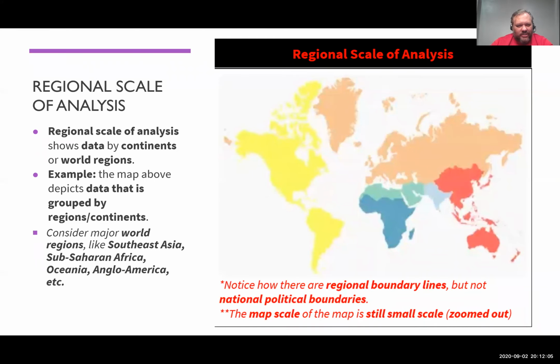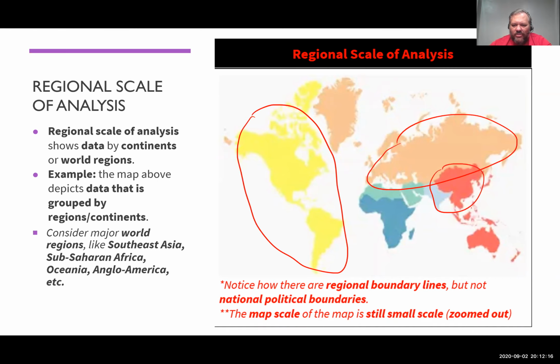All right, so now let's look at this. This is what we call regional scale of analysis. And take note here, we've got different areas of the Earth. It's not breaking it into countries or anything. It is breaking it into regions. So this is sub-Saharan Africa, Northern Africa. And so regional analysis shows data by continents. So we could just have 7 sets of data or some other type of world region.